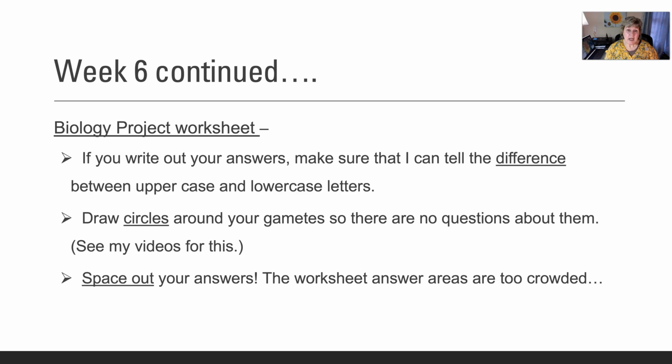And another thing, make sure you space out your answers. So this worksheet has all the questions all jammed up one right next to the other. Put some spaces in there. Give yourself enough room to do your work and to type out or write out your answers. Make sure that your answers aren't too crowded. That's for you and for me.